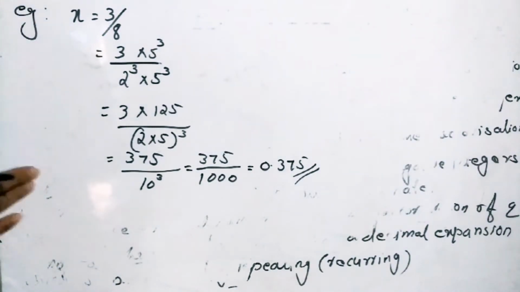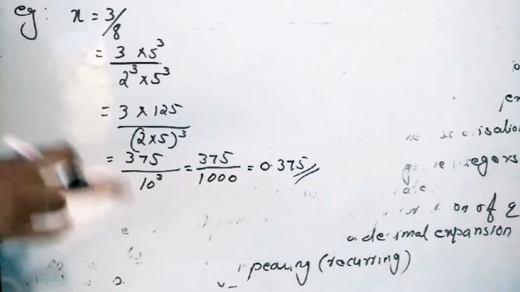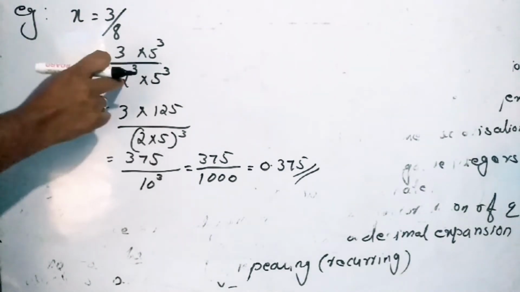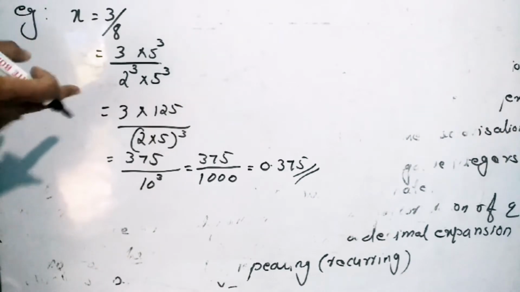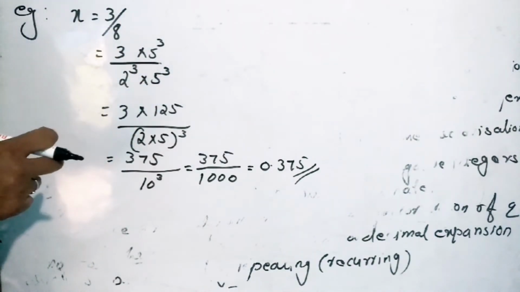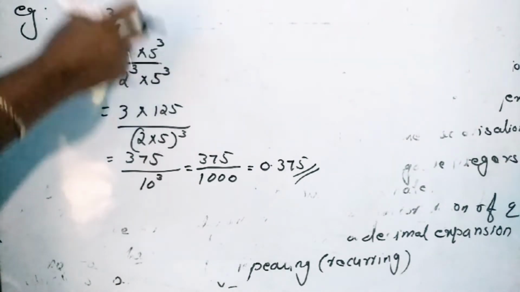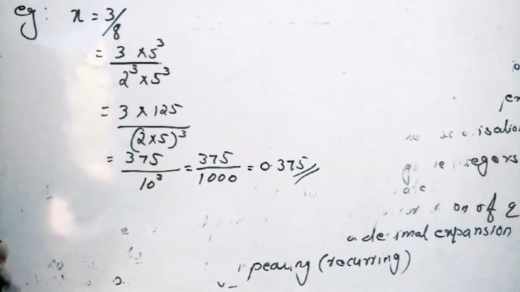Okay, if we have 10 powers in the denominator, then we can easily find out the decimal expansion. So our aim is to create a 10 power in the denominator. Here we got 2 cube and now our aim is to create a 10 power. If you want to get 10 in the denominator, we need to get 2 and 5, and the power should be the same, then only we can take 2 and 5 together. That's why I multiplied numerator and denominator by 5 raised to 3.